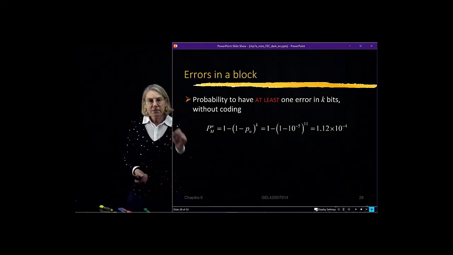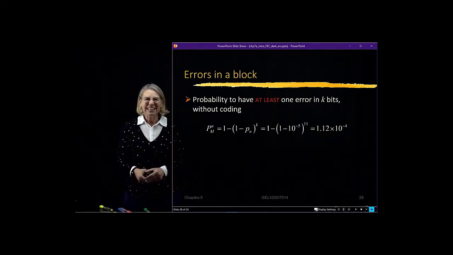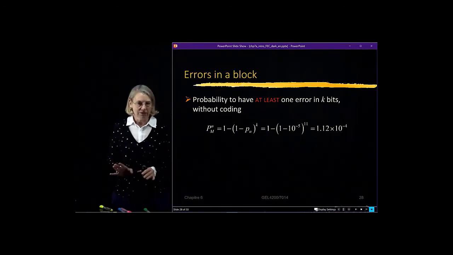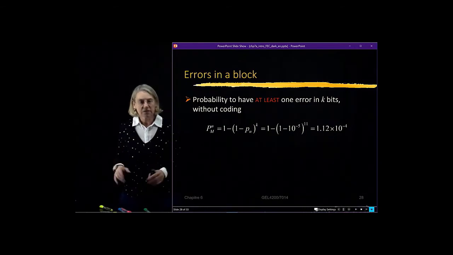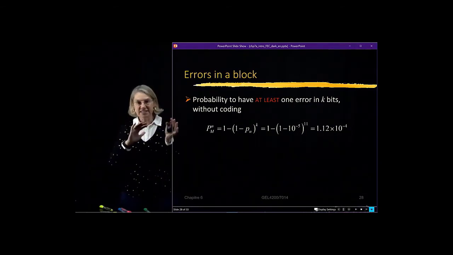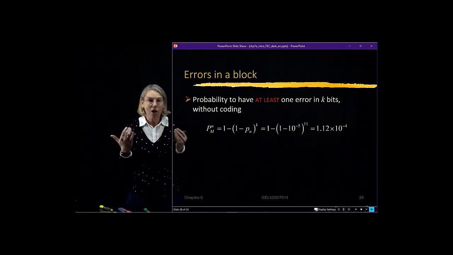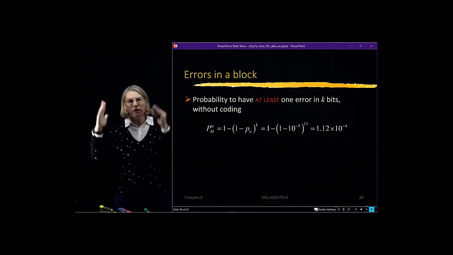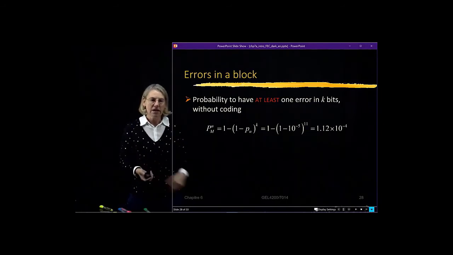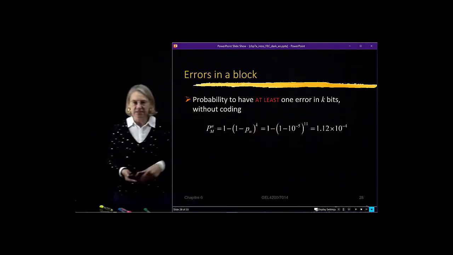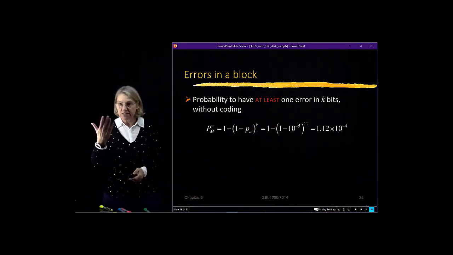So what is the probability of having at least one error in k bits when I don't have coding? Okay, so I'm not using any codes. I just have my k bits, no redundancy added. And I want to know how often it's going to happen that I'm going to have an error at all? Any number of errors, one error, two errors, however many errors. That's 1 minus the probability that there are no errors. That's easy to calculate. It comes out to be something around 10 to the minus 4 for this example.